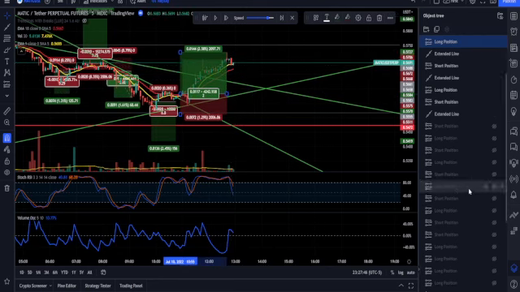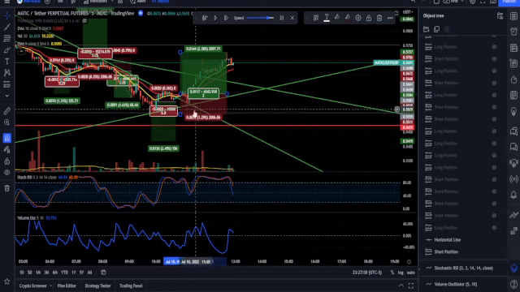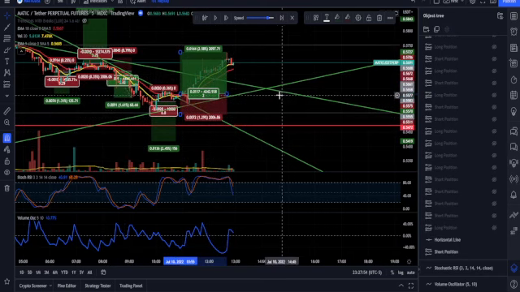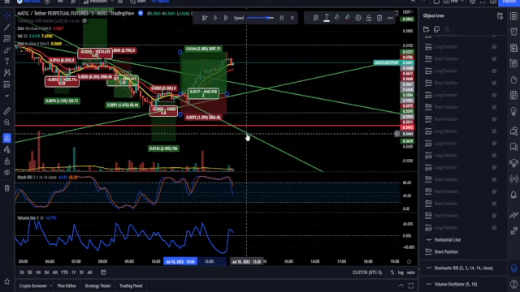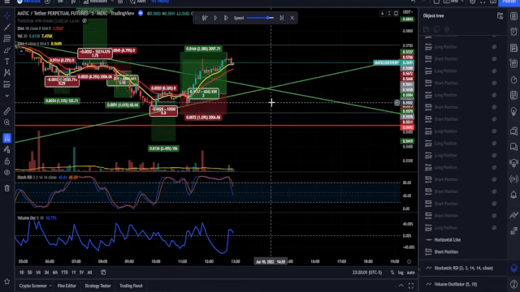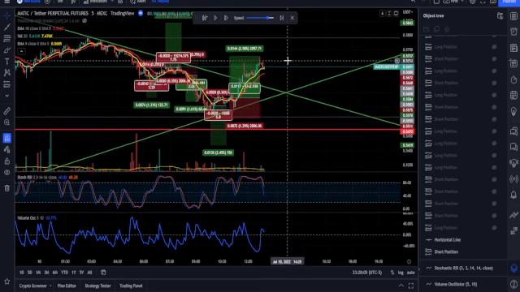Alright. Took a little bit longer than I'd like, but we never broke that trend. We did, however, break this main downtrend right here. We can get rid of this downtrend because it's no longer valid. And we're looking for the next trend.